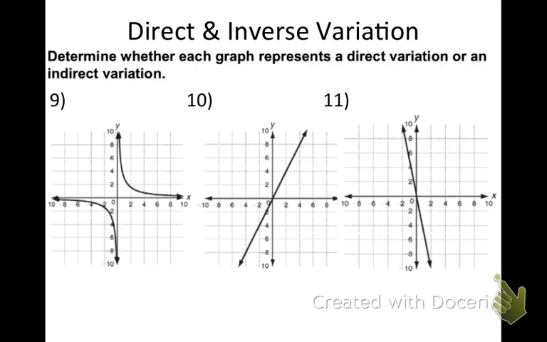Direct and inverse variation here. Determine whether each graph represents a direct variation or an indirect variation. Number 9. Direct. Number 9, that'd be direct. I mean inverse. Indirect really means inverse. Number 9 would be inverse variation, because it does make a hyperbola. Number 10 and 11. What would both of those be, would you say? Direct. They are direct because they form a line.